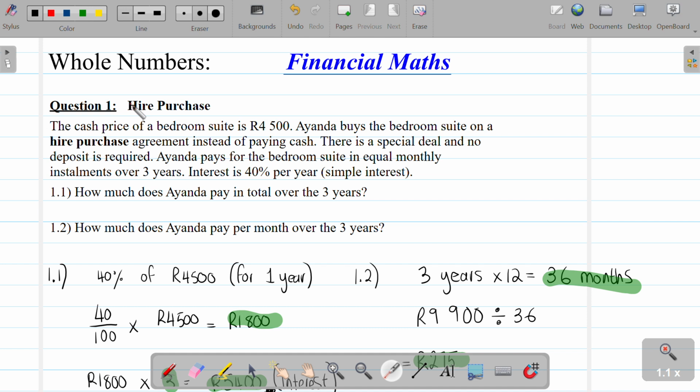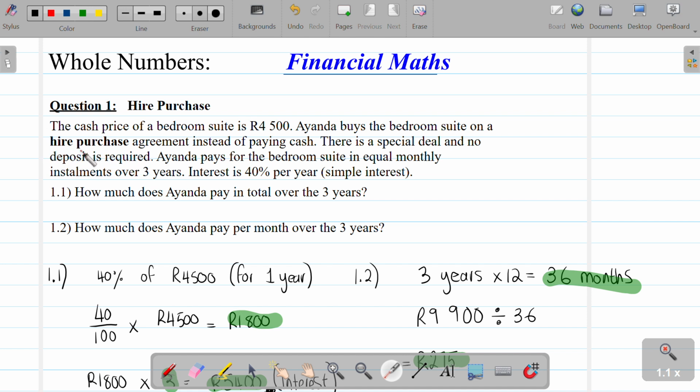So, guys, what we are doing with question one is we are looking at a hire purchase question. We will remember this from last year. Let's just go through the question and how we tackle it together. The cash price of a bedroom suite is 4,500 rand. Ayanda buys the bedroom suite on a hire purchase agreement instead of paying cash. There is a special deal and no deposit is required.